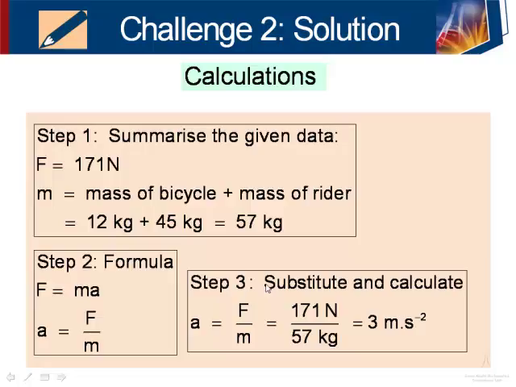Step 3 is therefore to substitute your values into your formula, and you get 171 newtons for your force and 57 kilograms for your mass, and therefore we calculate an acceleration for the cyclist and the bicycle of 3 meters per second squared. We must write it as follows: 3 meters per second squared.